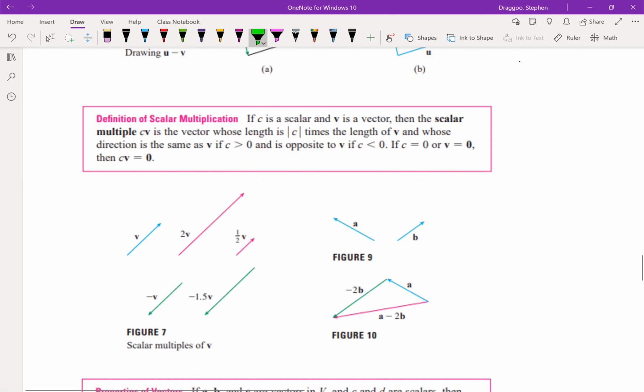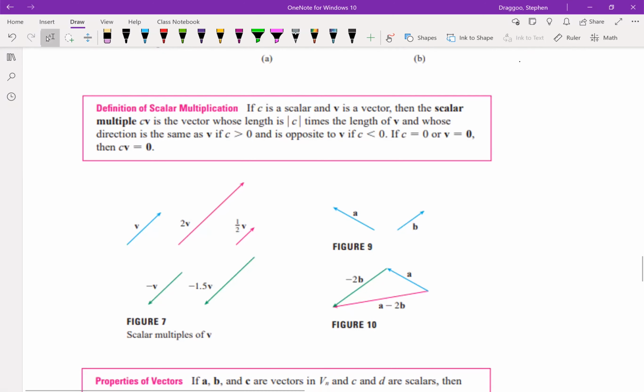All right, and then scalar multiplication. So again, we said a scalar is just a number. So I could multiply it into a vector. And if I do multiply a scalar into a vector, that just means I'm going to multiply each component of the vector by that scalar. So whatever that number is, just multiply it into each component.